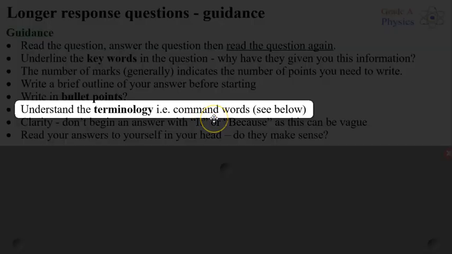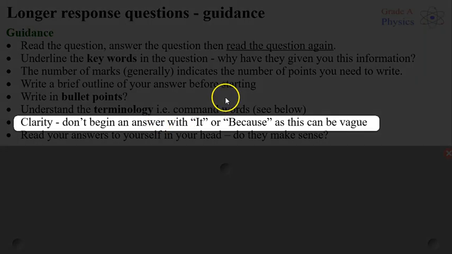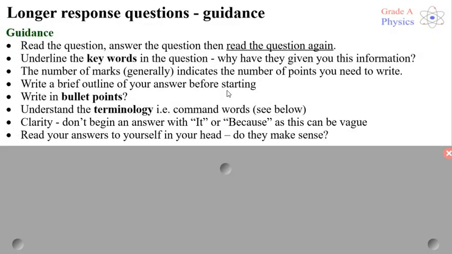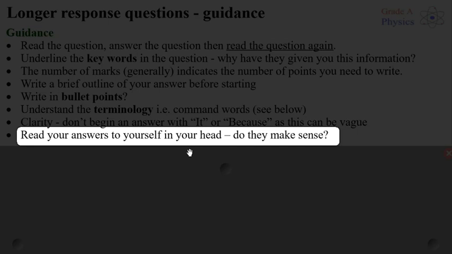Generally speaking, you have to demonstrate and use good terminology. Clarity is very important, and we'll talk more about this later on. So if you say it accelerates, or start a sentence with because it's heavy, then that's a little bit vague. So clarity is very important. And once you've written your answer, read through it in your head and not out loud in the exam. Does it make sense? And if you can make any changes at that stage, then that would be a good idea.